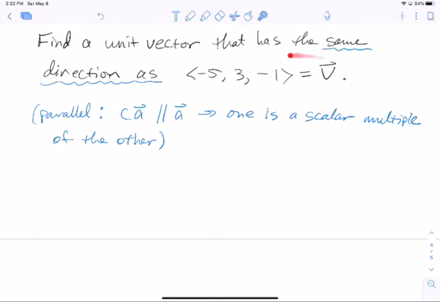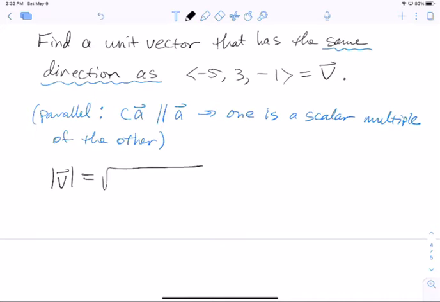If we need a vector that points in the same direction as v, we're going to start with the vector -5, 3, -1, and we want it to have a magnitude of 1. Well, I don't know what the magnitude of v is, but it looks like it's not going to be 1. And so what we need to do is find the correct number that we can multiply the vector v by so that the magnitude is 1. That number is going to be the actual magnitude of v. We'll see how this works.